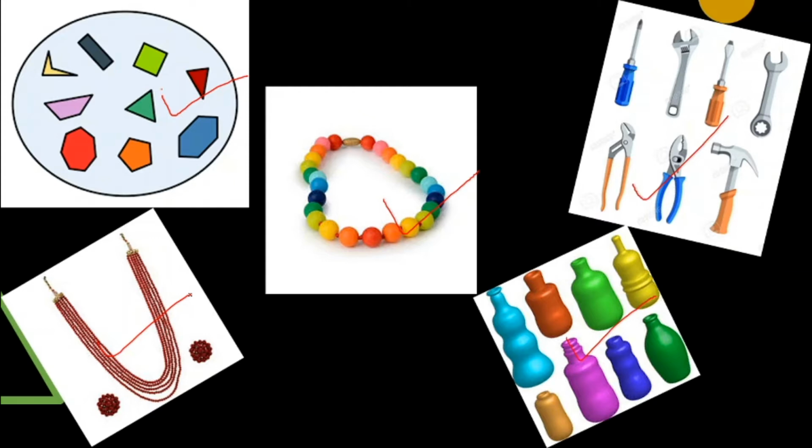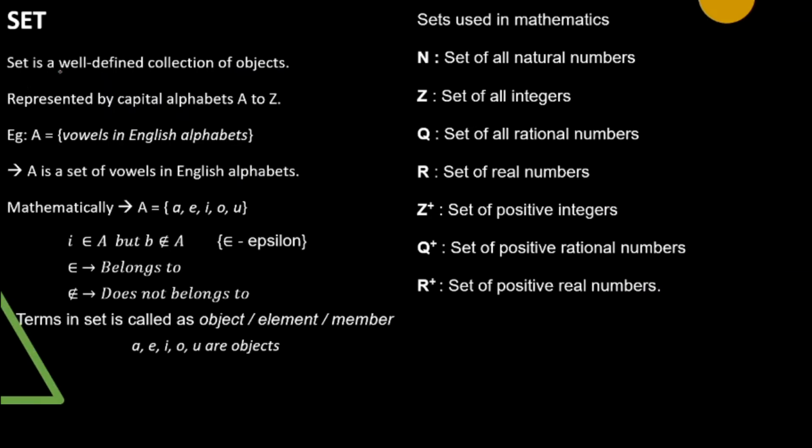Correct. Let us move on to the main concept. Here we say a set is a well-defined collection of objects. Why well-defined? Because specifically we have the objects in a set, right? In the previous example we checked a set of tools. They all belong to the same category, so we call it well-defined. Then we saw a set of polygons, where they all belong to the same category. They were all geometric figures, right? Okay.